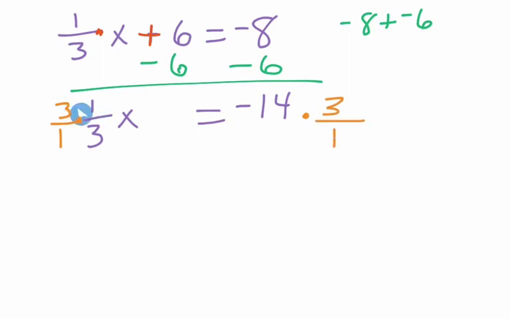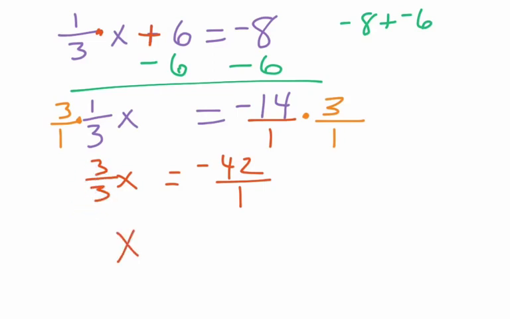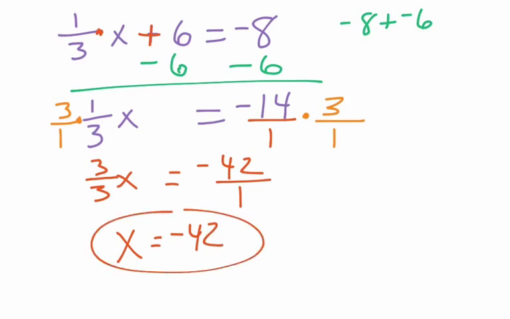Over on the left, 3 times 1 is 3, 1 times 3 is 3, and 3 over 3 is 1. On the right-hand side, what is that? -42 over 1. But remember, this is like an extra step here. 3 over 3 is just 1. So it's 1x, and then -42 over 1 is just -42.